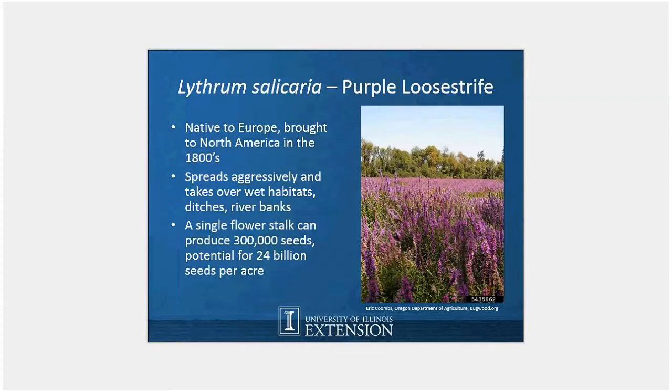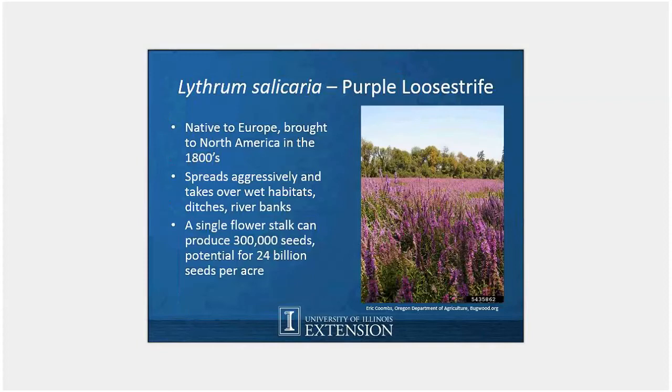Now, I want to make sure you understand that purple loosestrife is on the Illinois Exotic Weed Act, and it is illegal to buy, sell, distribute, or plant any part of this species. And what we see is it's very aggressive and takes over wet habitats, ditches, and riverbanks, and it does it very, very efficiently. It's very good at choking out native plants and native habitats.